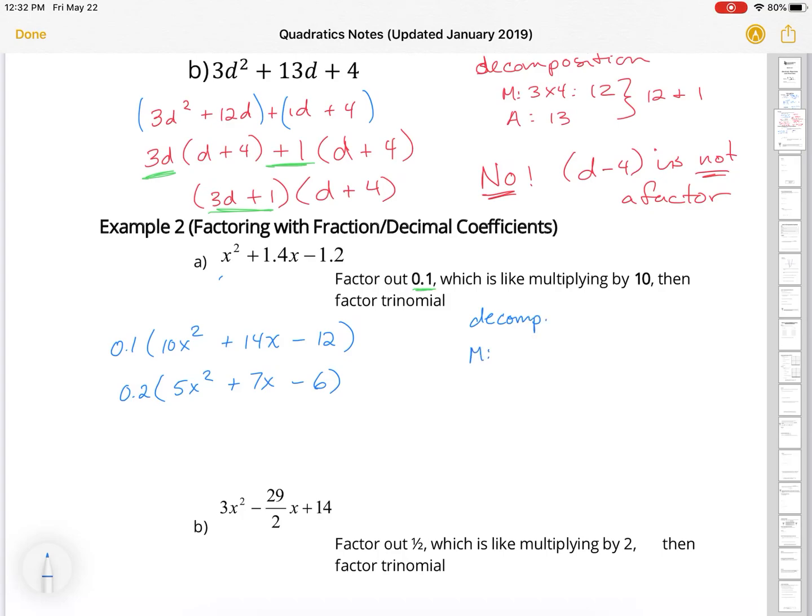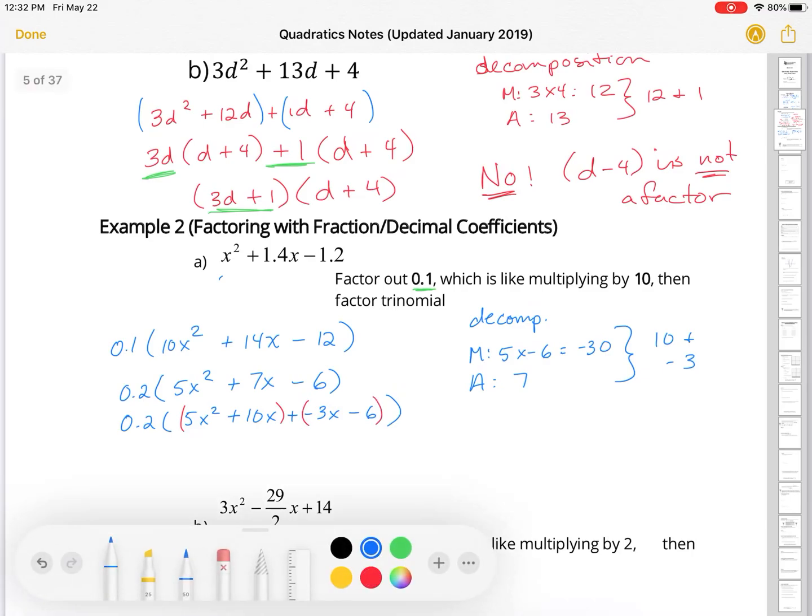Right? So I need two numbers that multiply to give me negative 30 and add up to 7. So the two numbers are going to be 10 and negative 3. Okay? So I'm going to decompose that middle term, 7x, into 10x plus negative 3x. So 0.2, 5x squared plus 10x minus 3x minus 6. And then I'm going to group.